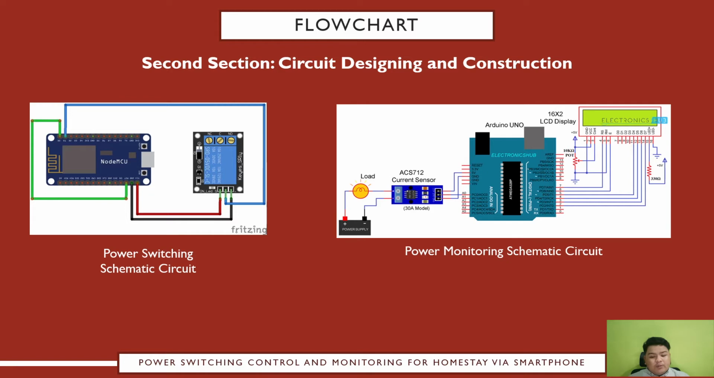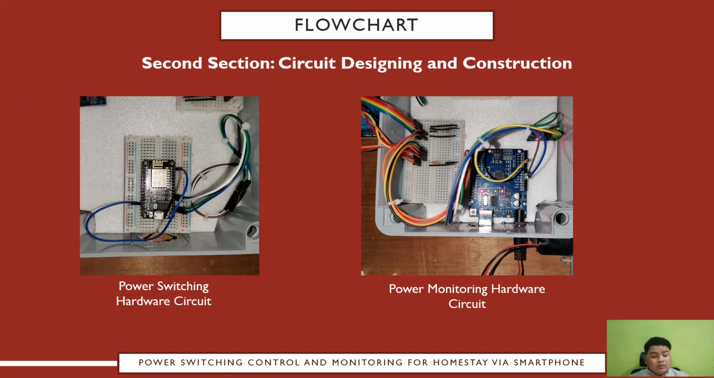And for my power monitoring circuit, I use an Arduino Uno board, and the Arduino Uno board is connected to an LCD display, while the ACS712 current sensor gives analog readings to the Arduino Uno board, and the power usage value and current value are displayed on the LCD display. So this is my hardware circuit after being constructed.